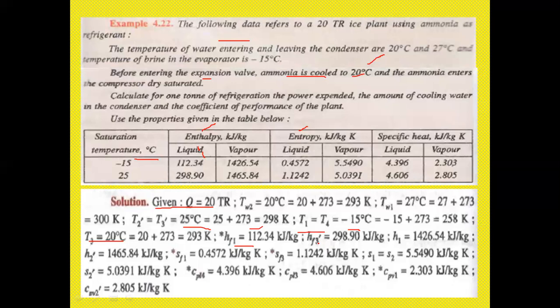Now S2 dash is equal to 5.031, CPL4 is equal to 4.396, CP3 is equal to 4.606, and CPV1 is equal to 2.303 Kelvin. V2 is equal to 2 dash, 8.85. Now start doing the procedure.